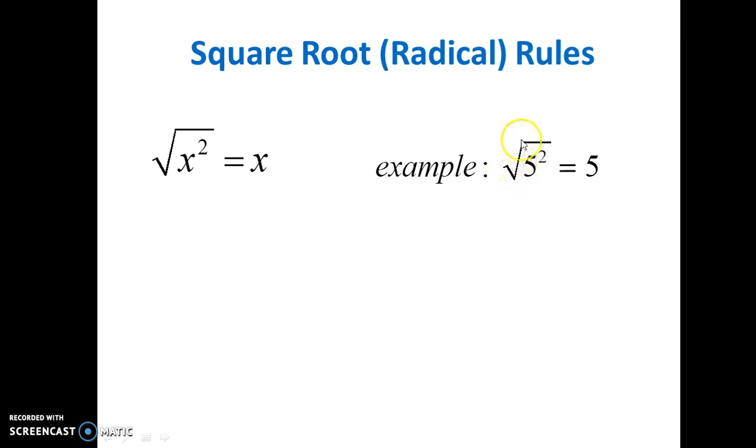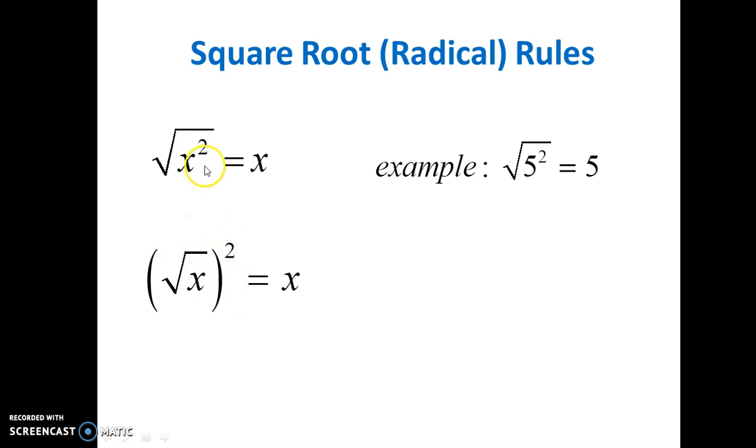An example is the square root of 5 squared is actually 5 because the root and the square cancel each other. Why does that happen? Because 5 squared is 25 and the root of 25 is 5. So there it is. Here we have square root of x outside of parentheses, squared.